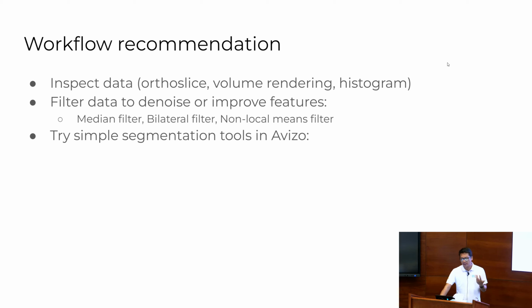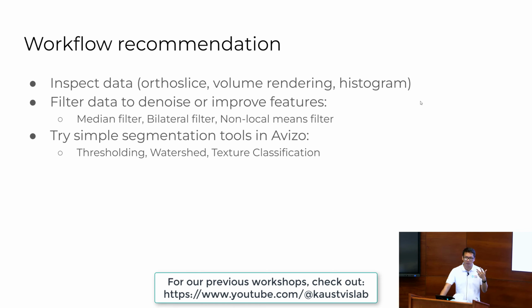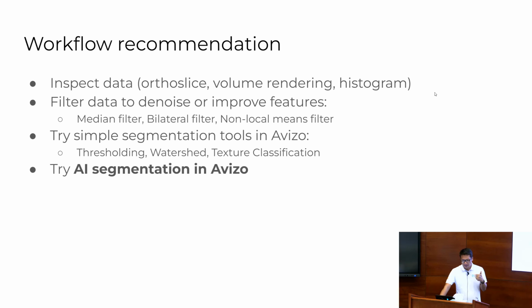After filtering, try the simple segmentation tools in Avizo, right? So thresholding, watershed, texture classification. As I said, we've done workshops on these tools before, so just look in our YouTube channel, search for KAUST Visualization Core Labs in YouTube, and you'll find our channel with our previous workshops. If that fails, then you can try the AI Assisted Segmentation in Avizo.